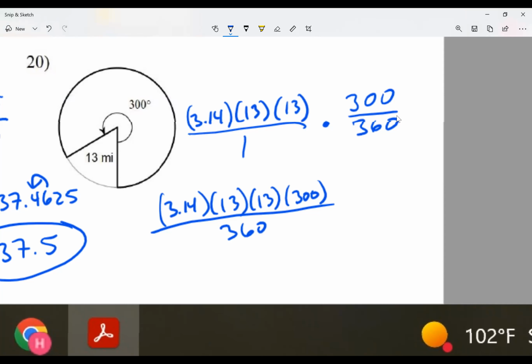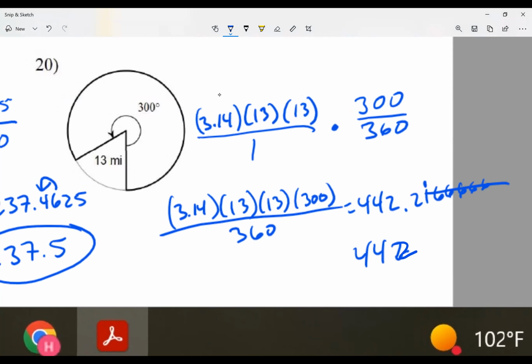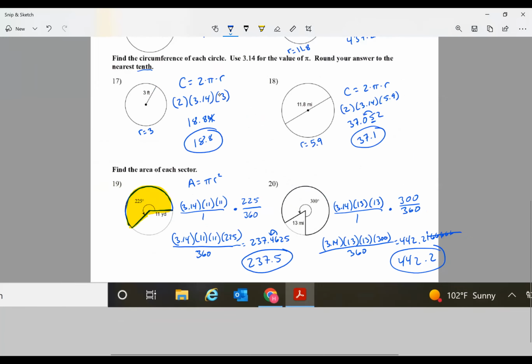My calculator says 442 point, there's a decimal, and then it says 2, 1, and a bunch of sixes. Okay, so I look at the second decimal place. It is too small, so I'm just going to ignore that. My answer is 442.2. Let me write this better. 442.2. My second decimal place was a 1, which is too small. Just ignore. Let me zoom out. Take a picture of it.